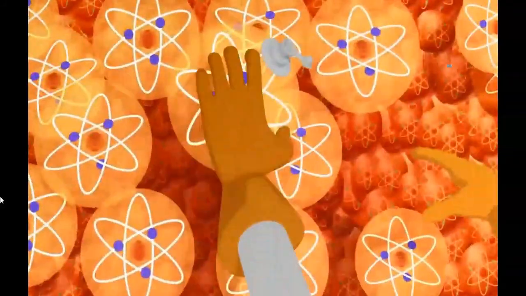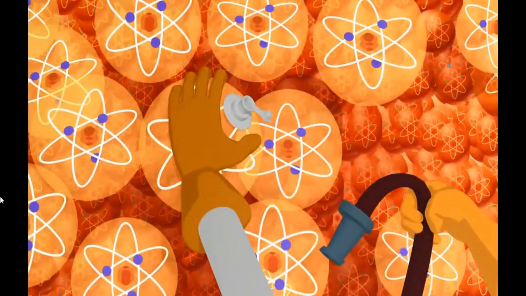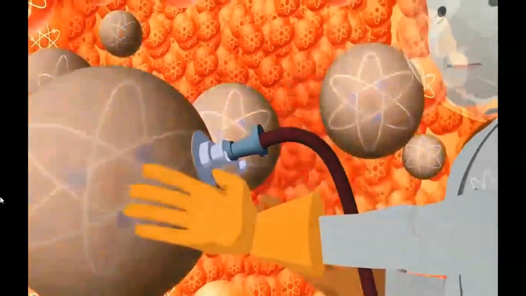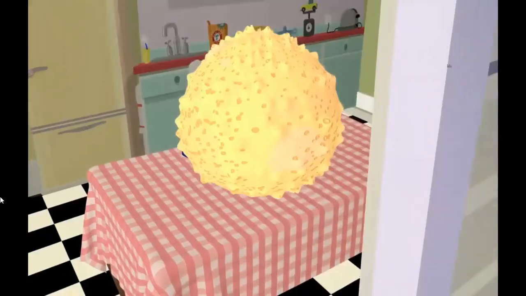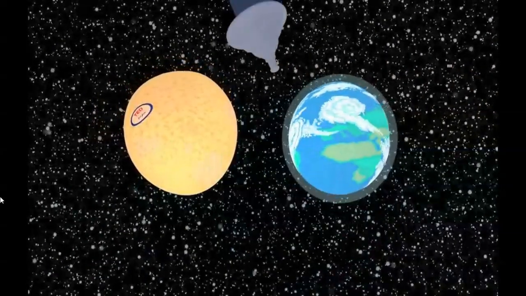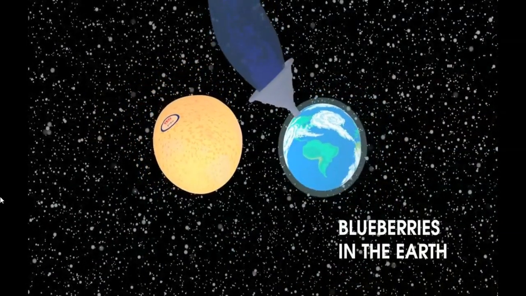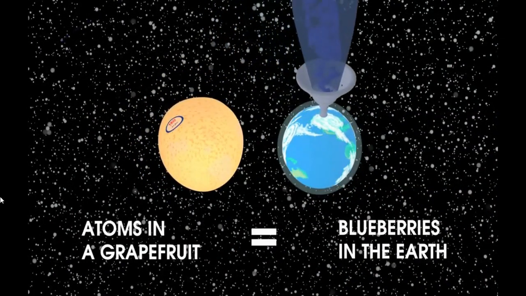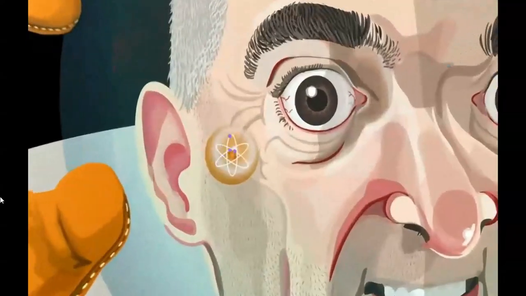Well, to help you visualize this, let's blow up each of the atoms to the size of a blueberry. And then how big would the grapefruit have to be? It would have to be the same size of, actually, the Earth. That's crazy. You mean to say that if I filled the Earth with blueberries, I would have the same number of nitrogen atoms as a grapefruit? That's right. So how big's the atom? It's really, really, really, really small.